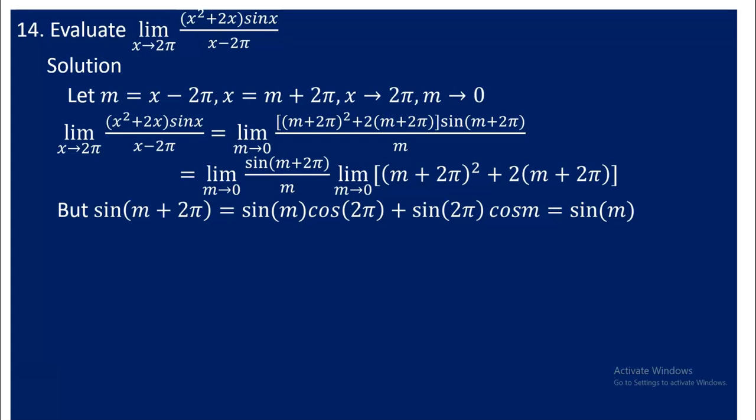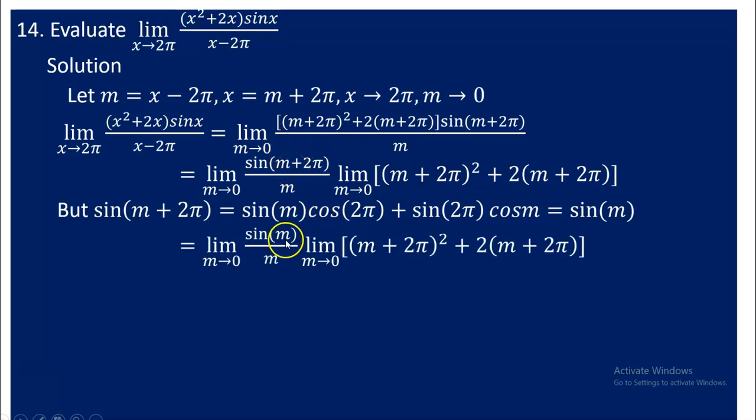We know that sine of m plus 2 pi, from the sine expansion, is the same as sine m cos 2 pi plus sine 2 pi times cos m. And this makes sine m, students, because cos 2 pi is 1, right? So 1 times sine m is sine m, whereas sine 2 pi is 0, so 0 times cos m is 0. So in place of sine of m plus 2 pi, we can use sine m. So sine m over m times this limit is going to come.